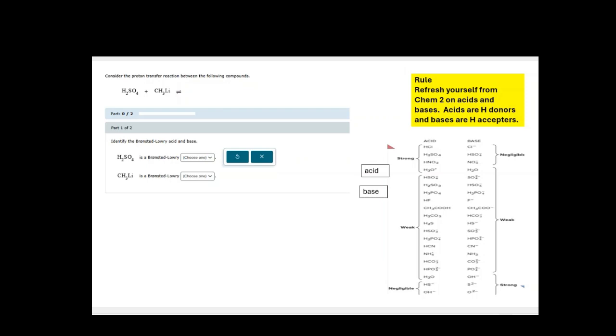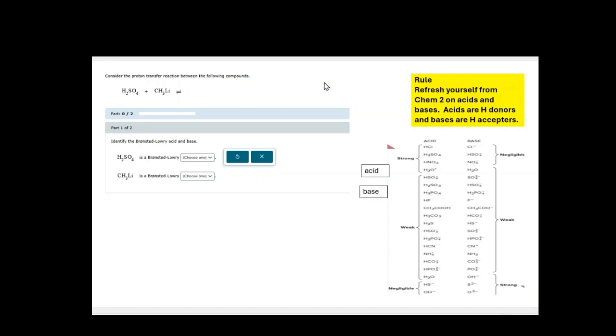Next, I'll be showing you how to solve the ALEKS problem, identify the Bronsted-Lowry acid and base, and draw the product from the proton transfer. So what ALEKS is going to do in this question is show us a compound and want us to visualize the proton transfer reaction that will take place.